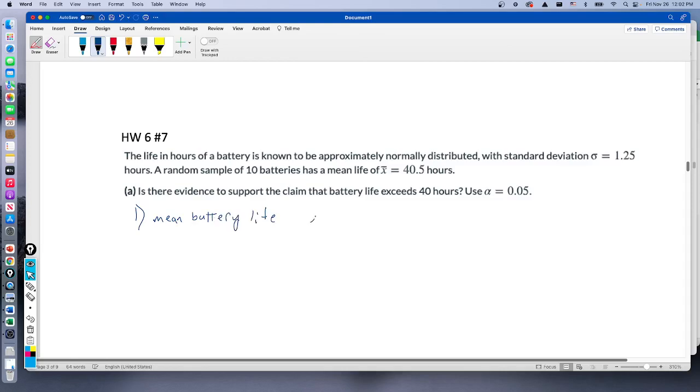Of the population. So that's really what we're looking for. Setting up our hypothesis, our null hypothesis is we would make the assumption that the mean is actually equal. Is there evidence to support the claim that the life exceeds 40 hours? So the null is that it would be equal to 40 hours. So the alternate hypothesis, number one, I guess, is that the mean is actually going to be greater than 40.